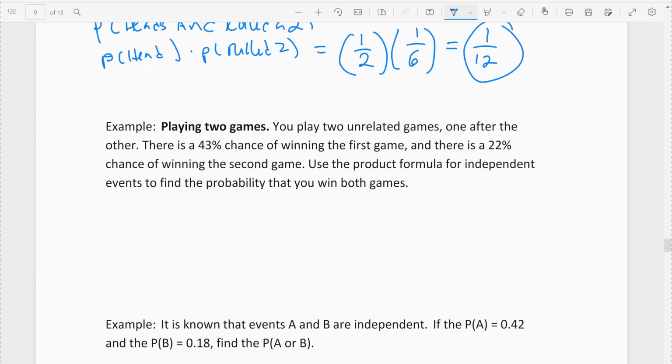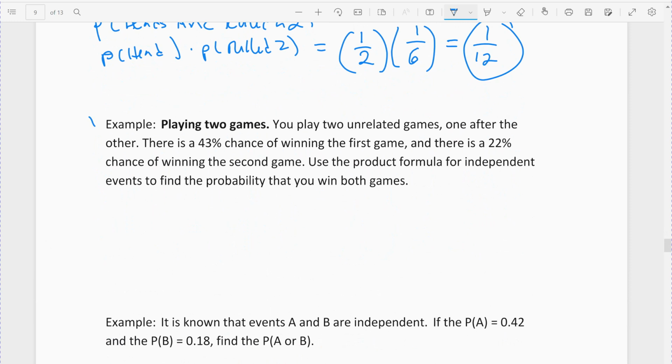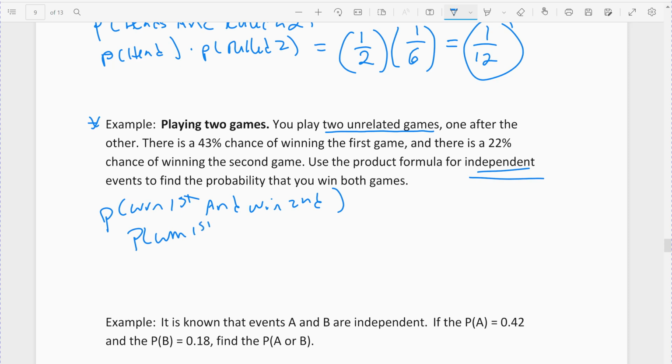All right, the next one's an application where they tell you. Playing 2 games, and these are the ones that we tend to do a little bit more of. You play 2 unrelated games, meaning one game, whether you win or lose, has no effect on the other game, whether you win or lose. So they're independent events. The chance of winning the first game is 43%. The chance of winning the second game is 22%. Use the formula for independent events. Find the probability you win both games. The probability that you win the first and you win the second is just the probability that you win the first times the probability you win the second.